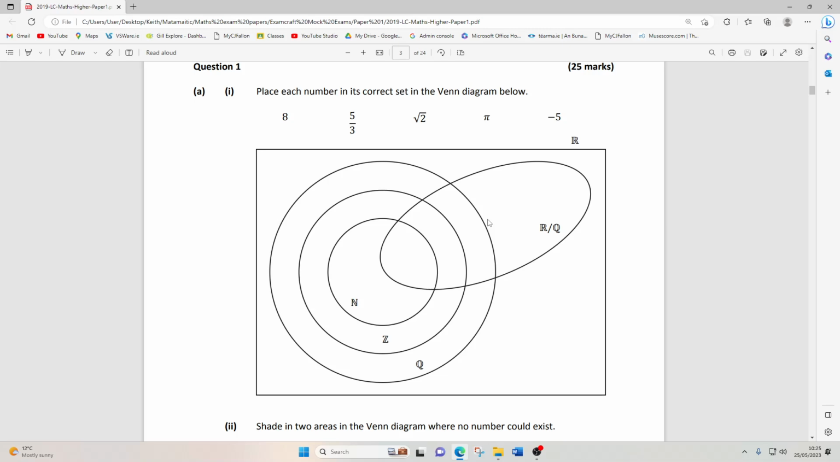That is the answer. This region should also have no numbers, because at least all integers can be written as fractions. This is not a fraction, so you have a conflict. Integers and Q are fractions, this is not a fraction, so you have a conflict. Therefore, for any of those three regions we give you full marks. Okay? Right.